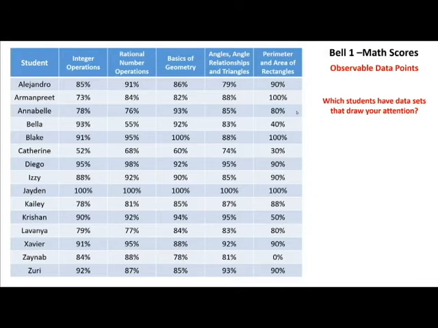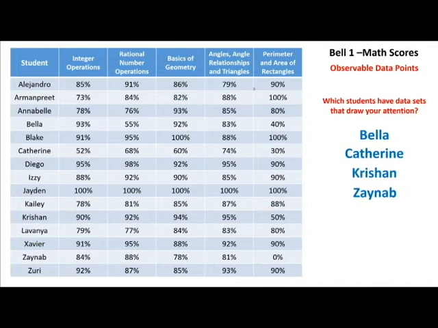Hopefully you've got a list of a handful of names of students that really popped out from this list for you. I'm going to spend some time today focused on Bella because I'm looking at Bella's scores. I'm seeing some things that concern me and may require my attention. I'm going to do the same thing for Catherine, for Krishan, and for Zainab.